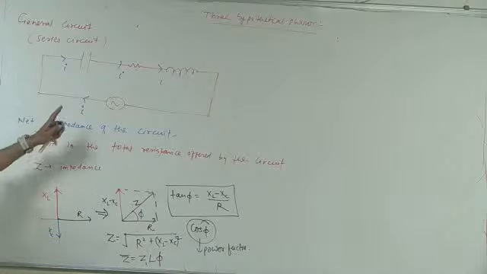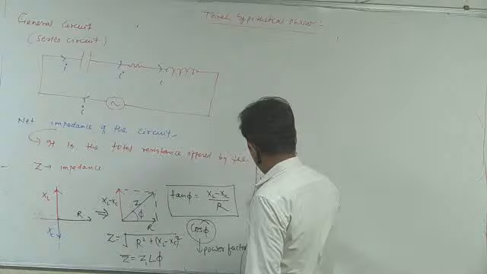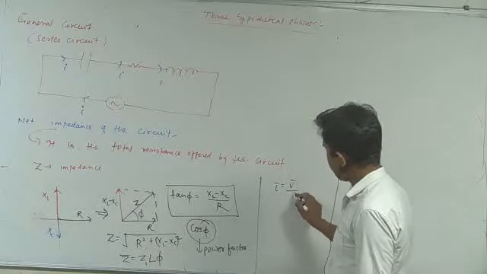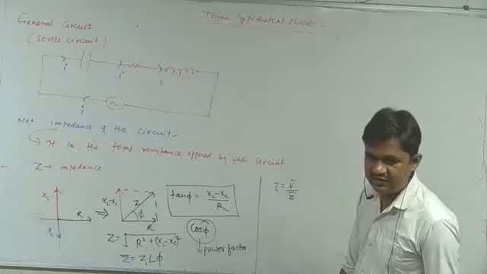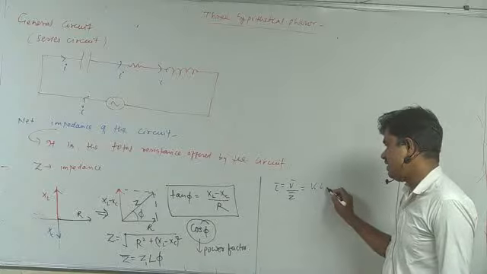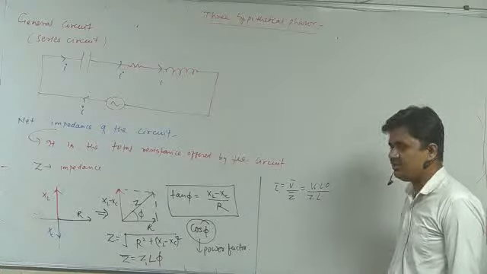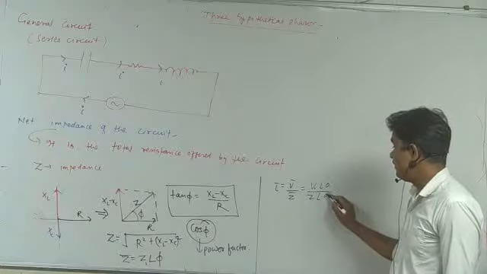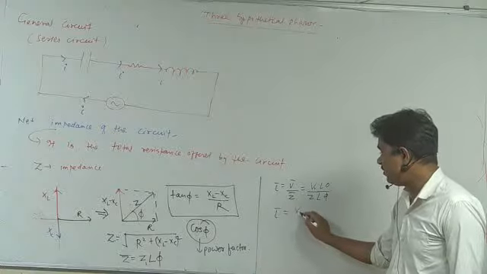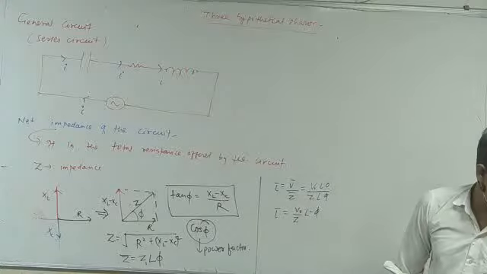So if I ask you what is the current in the circuit, I phasor will be how much? V phasor by Z phasor. What is V phasor? V naught angle 0. What is Z phasor? Z angle phi. Yes or no? What do we get? I phasor equals V naught by Z angle minus phi. Yes.